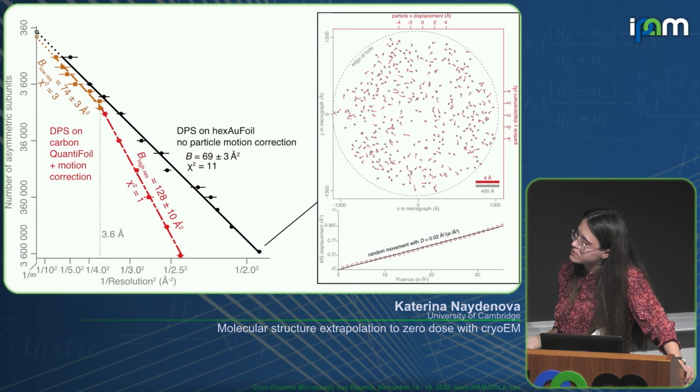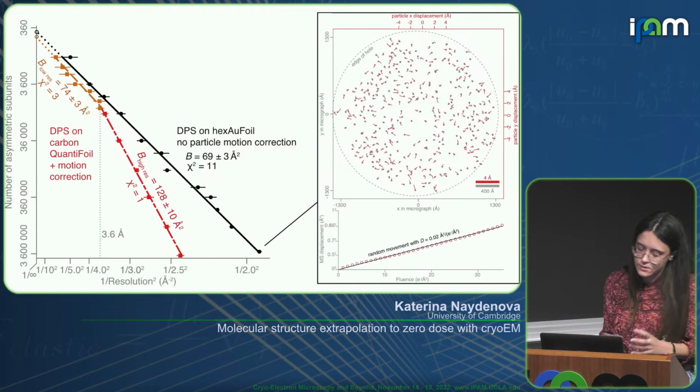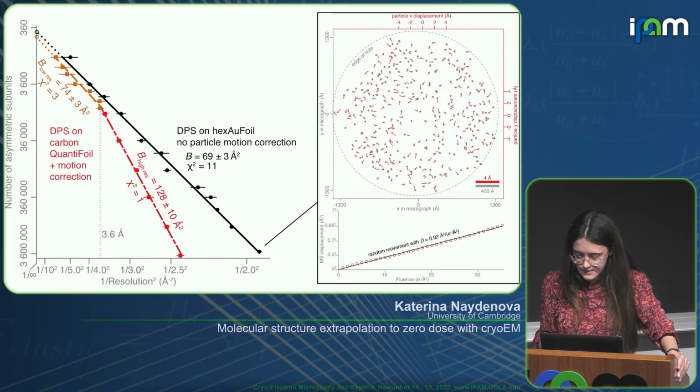But the higher resolution you go to, the more advantage you have from having this higher quality movement-free data, which enables you to also get a reconstruction of a certain resolution with a lesser amount of particles.